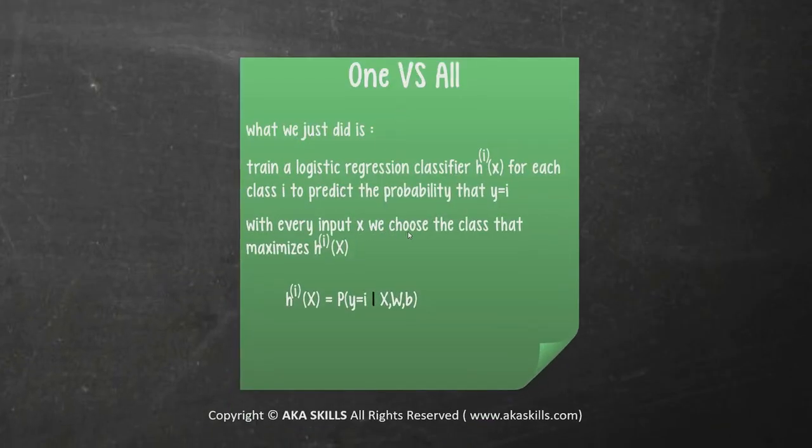So with every input x, we choose the class that maximizes h_i of x. So we are calculating the probability that y is equal to i given x, w, and b. That's for each h_i of x.